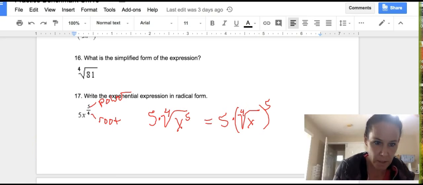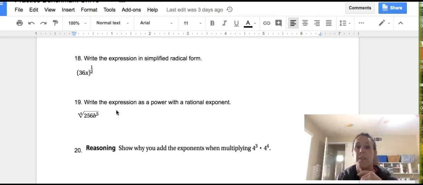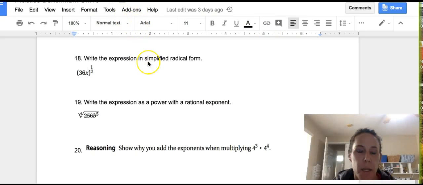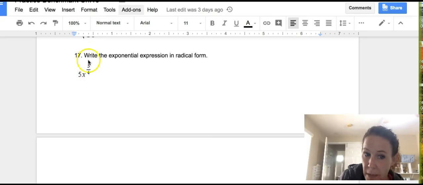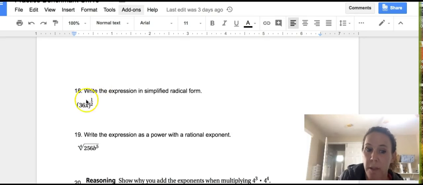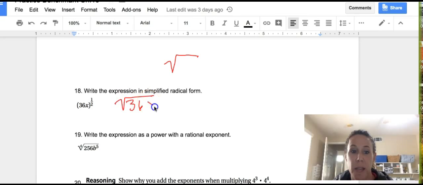And let's move on to number 18. Let's look at this one. Write the expression in simplified radical form. Now this one, it does have the parentheses around it. Unlike this one where only x was to the 4th power, this one, the whole thing is to the 1/2 power. Now, you should be able to recognize 1/2. The power is 1, the root is 2. That's just the square root. That's all this is. So we're going to do the square root of 36x.